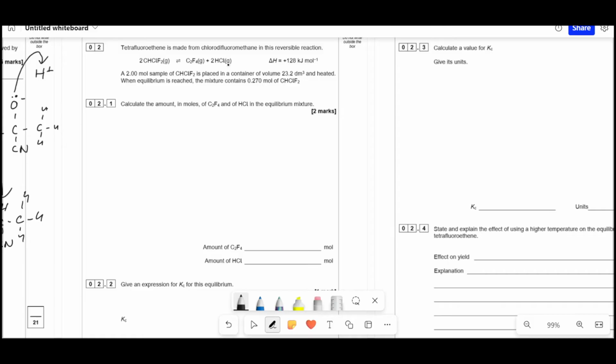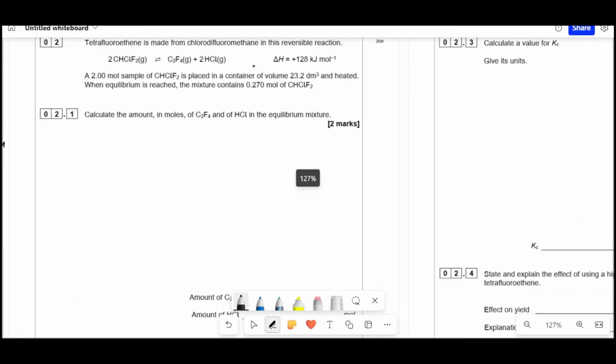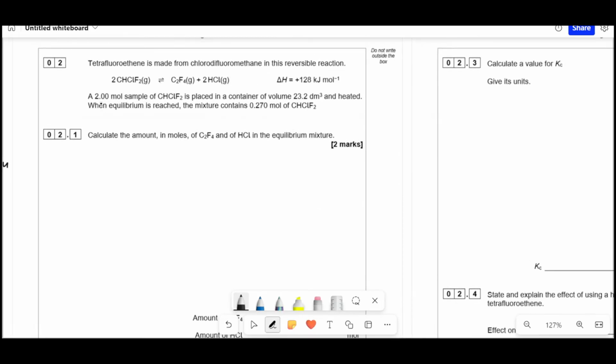So tetrafluoroethene is made by reacting chlorodifluoromethane in this reversible reaction. So we've got this going to this. And they've told you that the enthalpy change of the forward reaction is plus 128 kilojoules per mole. So a 2-mole sample of CHClF2 is placed in a container of this volume and heated. When equilibrium is reached, the mixture contains that many moles of CHClF2.